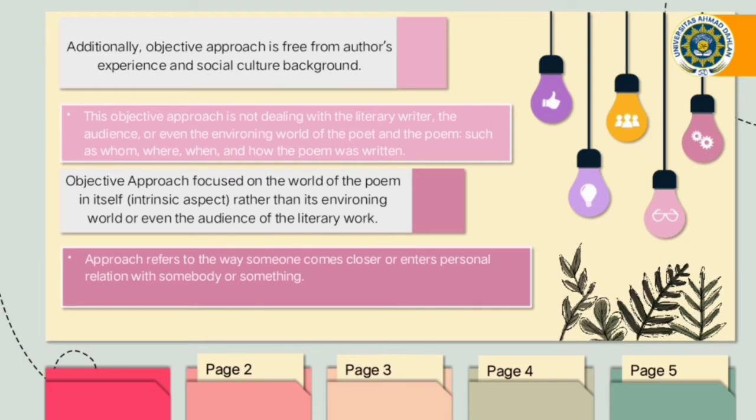The approach that was used in this research was objective approach, in which this research is not dealing with the literary writer, the audience, or even the environing world of the poet and the poem, such as whom, where, when, and how the poem was written. In this research, otherwise, the researcher only focused on the world of the poem in itself rather than its environing world or even the audience of the literary work. Approach refers to the way someone comes closer or enters personal relation with somebody or something.